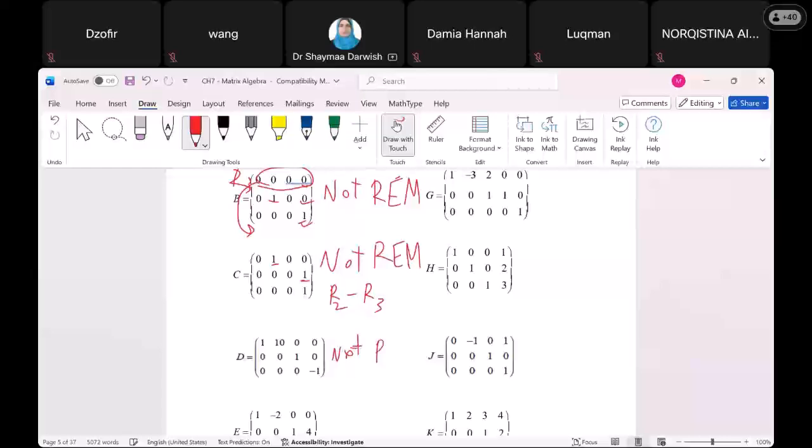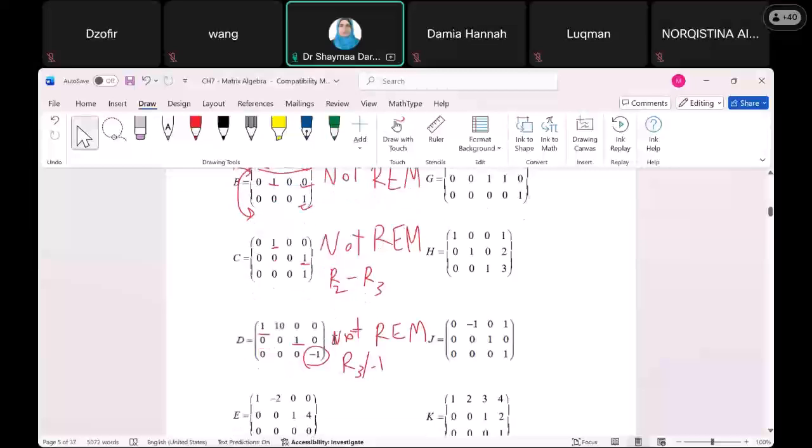Condition 2. The first non-zero number should be 1. This is 1, this is 1, but this is not 1. This is minus 1. So to make it row echelon form, you have to divide row 3 by minus 1, or multiply row 3 by minus 1, to make it in row echelon form, because currently it is not.